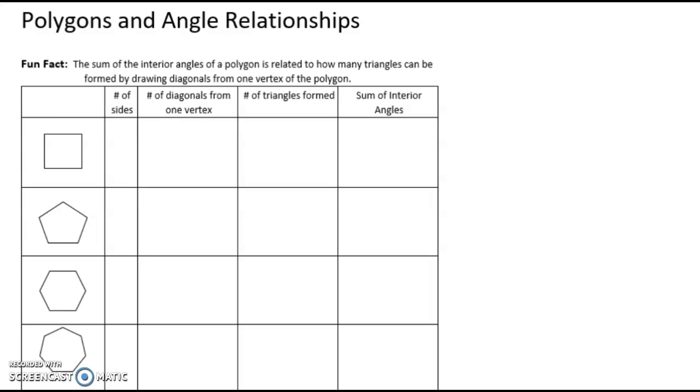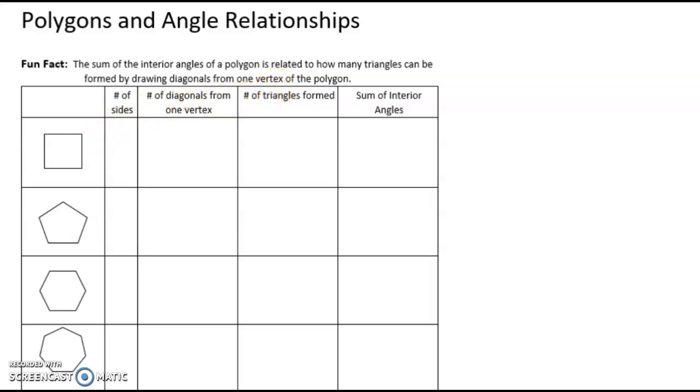Class, so today we are working on polygons and angle relationships. So a little fun fact here at the beginning. It says the sum of the interior angles of a polygon is related to how many triangles can be formed by drawing diagonals from one vertex of the polygon.